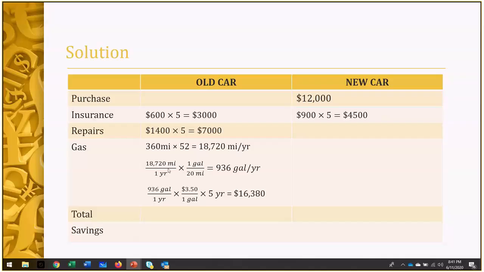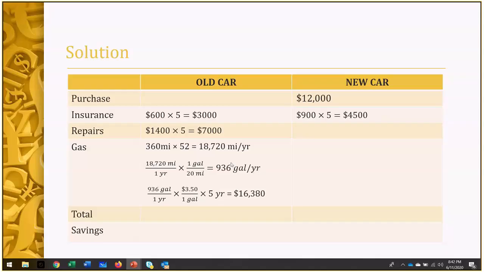Next, I set this up with my canceling method to figure out, if I drive this far per year and I get 20 miles per gallon for my fuel efficiency, that means, and I set this up so that my miles will cancel out, I'm going to have to buy 936 gallons of gas each year. So this canceled, and then I was left with gallons per year.